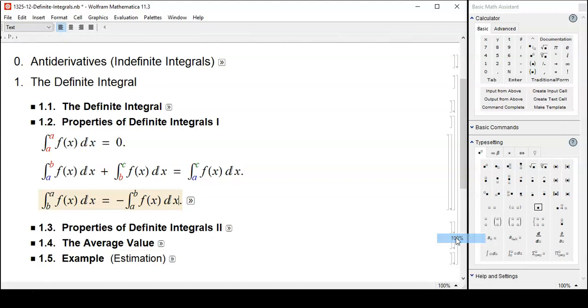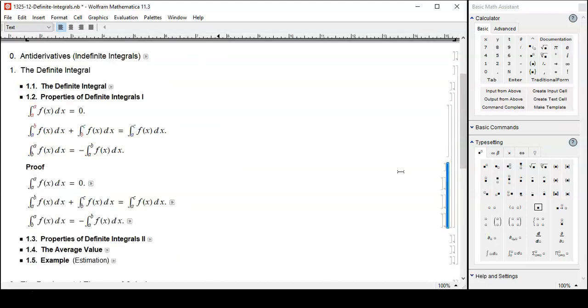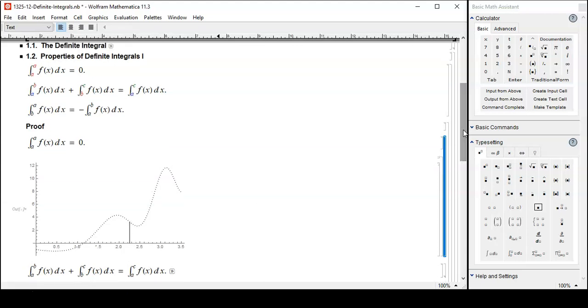Is there any good graphical descriptions of these? Well, the first one is easy to see. Integral from a to a can be visualized like this. And what you have here, we have a line segment. No region, so no area. Starting point and the ending point of the interval are the same, so we have a single point. So instead of a region, we have a line segment. And that area is, of course, 0.